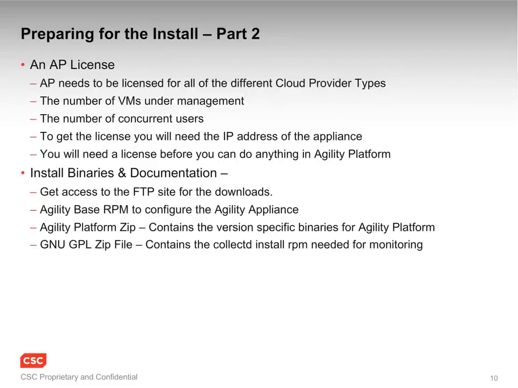When preparing for an Agility Platform install, it's very critical to get the license configured up front. And this is why having an idea of what your cloud provider types is very important, not just for networking, but in terms of getting a license, you have to have a pretty good idea of the number of virtual machines you're going to manage, the cloud provider types that you're going to be using, be they vSphere, OpenStack, Azure, Amazon, to make sure that you have the right cloud provider types. The number of concurrent users, and you'll also need the IP address of the appliance that you're going to use for the install.